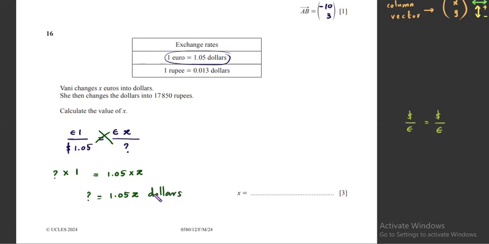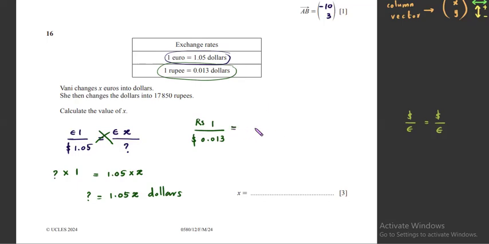But now there is a relationship between the dollars and rupees. I need to find what this x is, so I need to form a relationship between rupees and dollars. For rupees and dollars, it's given as 1 rupee. I'll write RS here to show that that is rupees. 1 rupee is the same as $0.013.